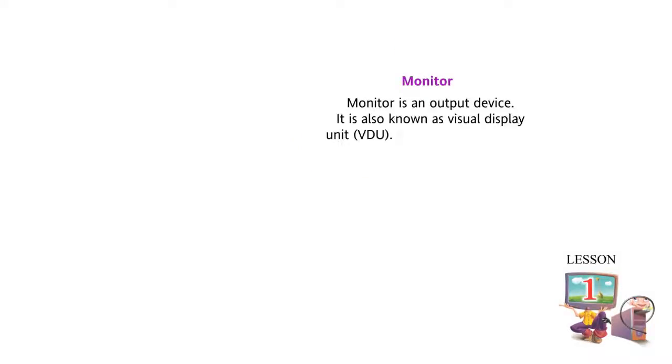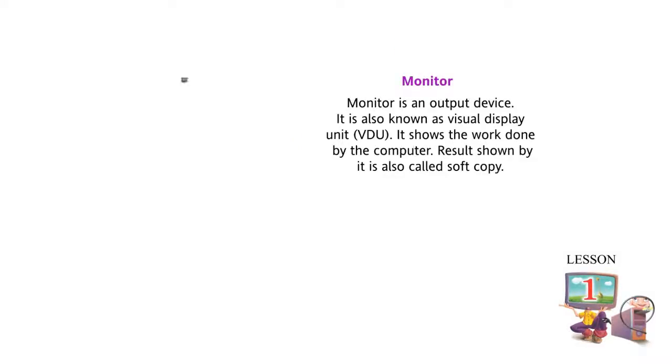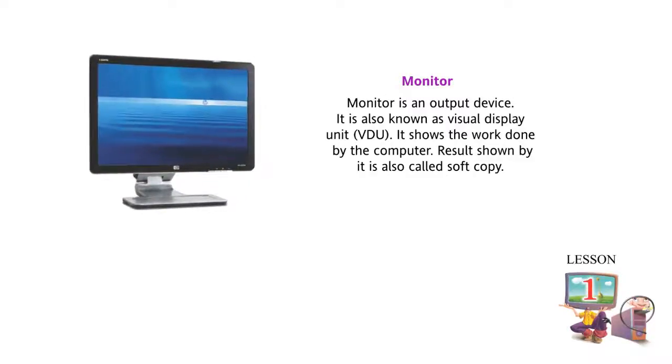Monitor. Monitor is an output device. It is also known as visual display unit, VDU. It shows the work done by the computer. Result shown by it is also called soft copy.